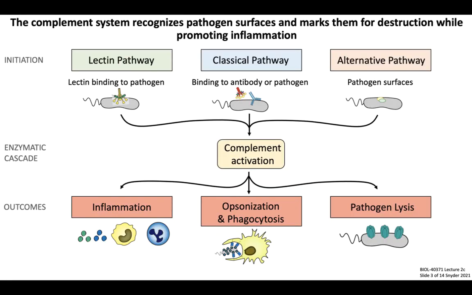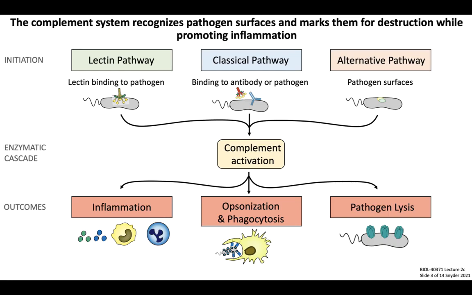Switching gears, let's start with the second topic of today's lecture, which is the complement system. Complement is another innate immune signaling cascade, and this is responsible for recognizing pathogen surfaces and then marking them in a way that flags them for destruction while promoting local inflammation.